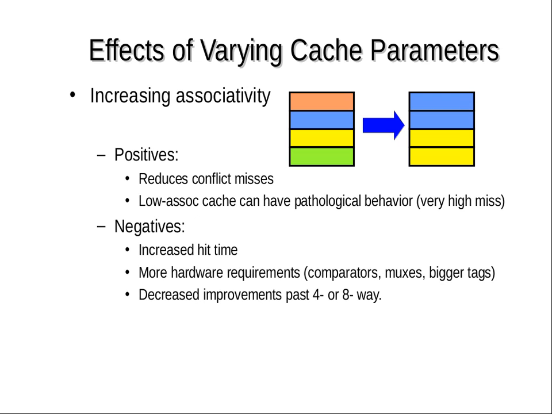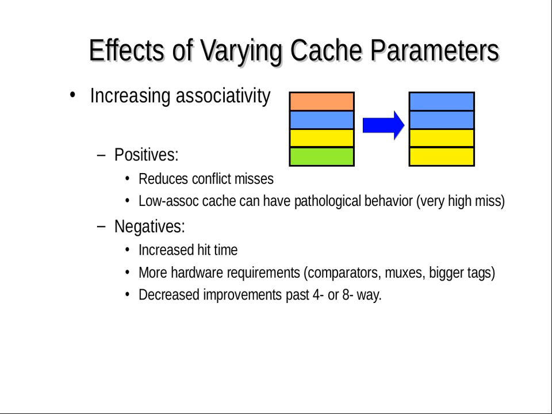So increasing the associativity, aka reducing the number of colors, I guess is the way to think of it pictorially. But really it's allowing each memory line to map to more than one cache line. It reduces your conflict misses because now there are multiple lines that you can map to, so that's the positive of it. Low associative cache can have pathological behavior.